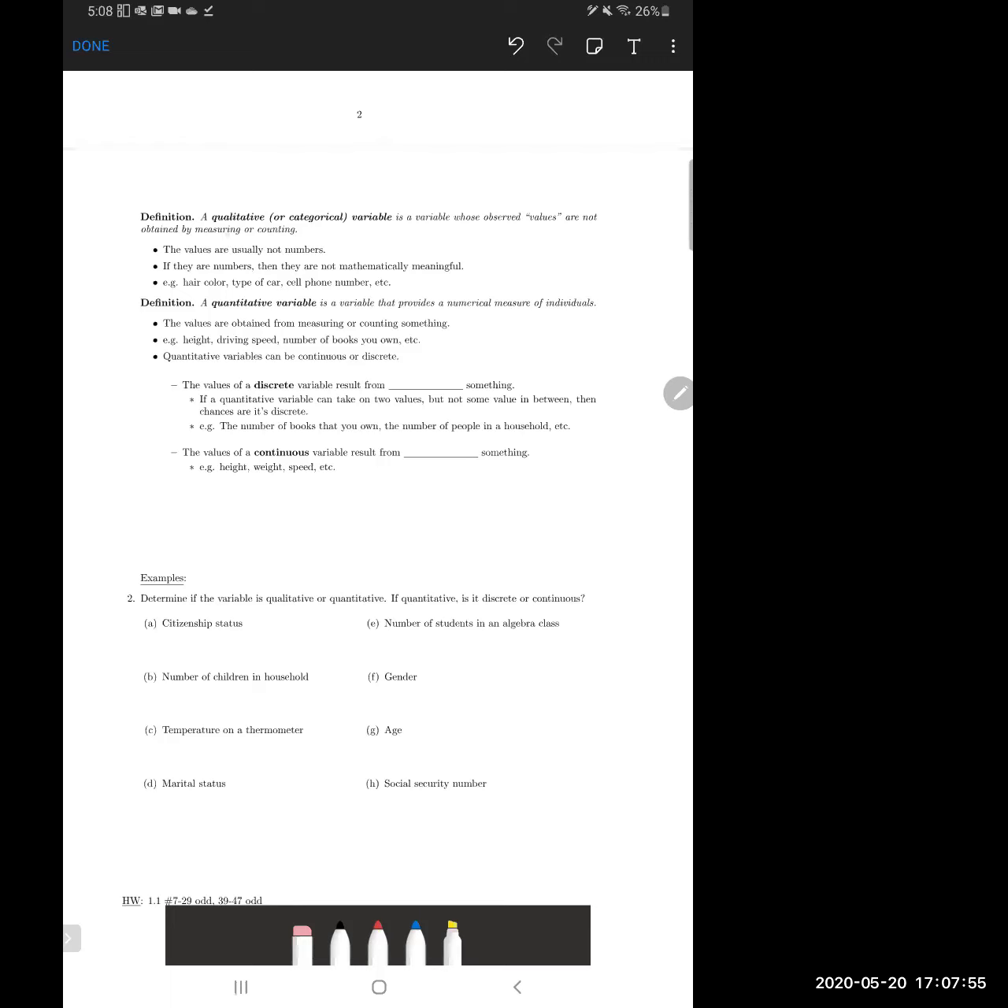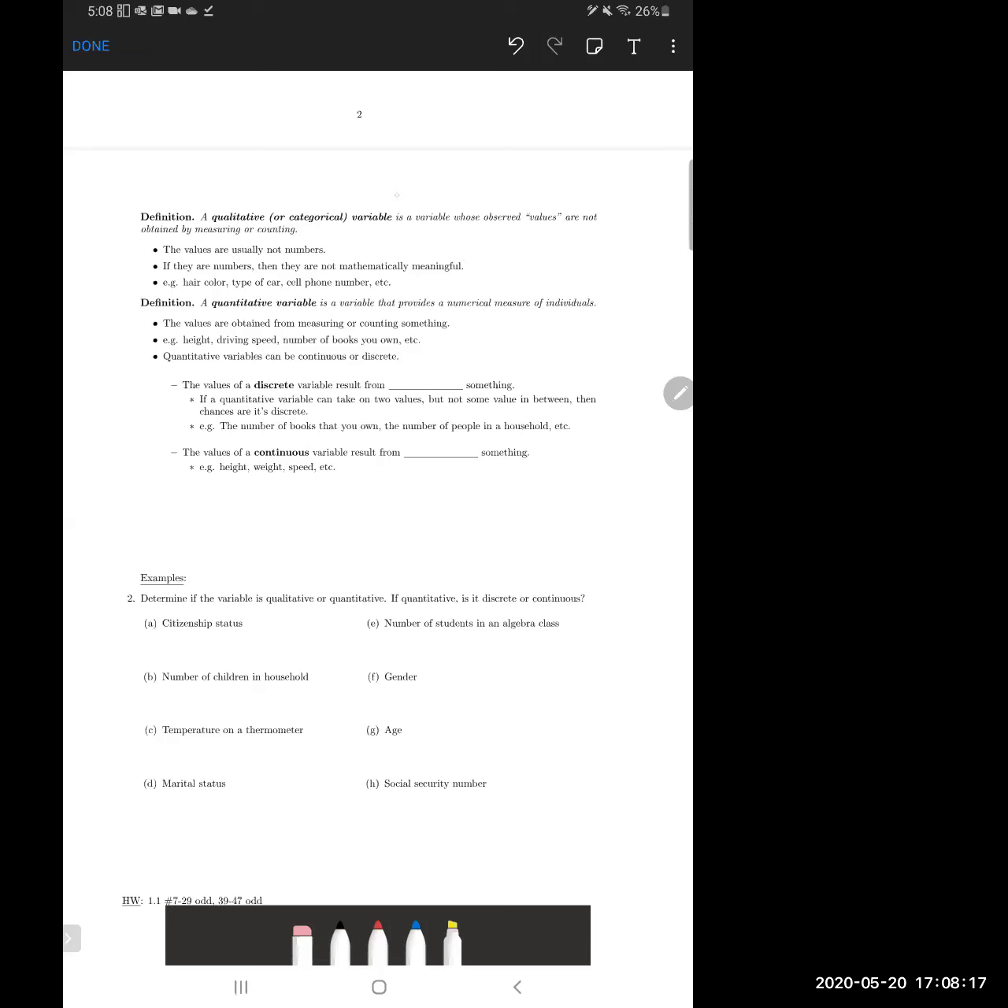The first ones are called qualitative or categorical variables. And these are variables whose observed values are not obtained by measuring or counting. And in fact, they're usually not numerical. Sometimes they are, but usually they're not. If they are numerical, then they're not mathematically meaningful numbers, okay?